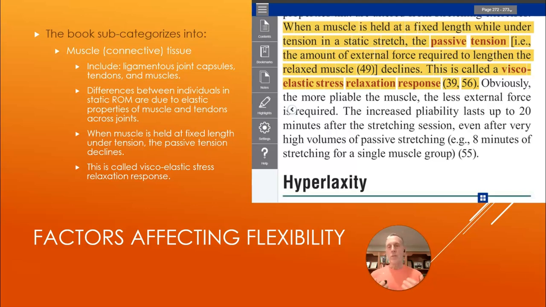And then when muscle is held at fixed length under tension, the passive tension declines. This is called the viscoelastic stress relaxation response. And this is from the book up here on page 272. So you have this fixed length under tension in a static stretch, and the passive tension, that's the amount of force required to lengthen the relaxed muscle, right? And it declines as you hold that.